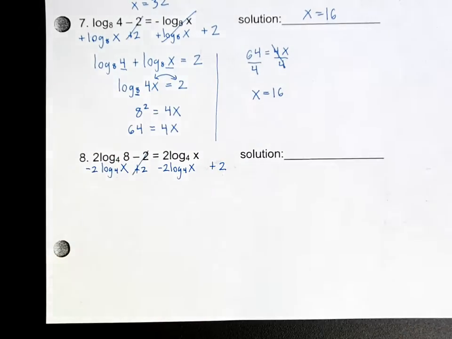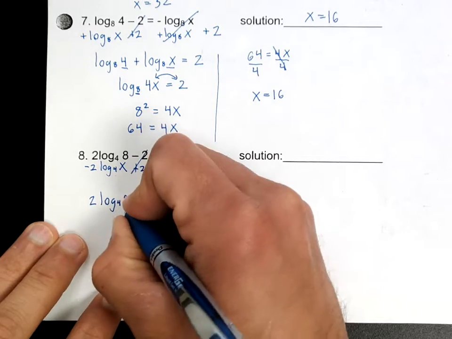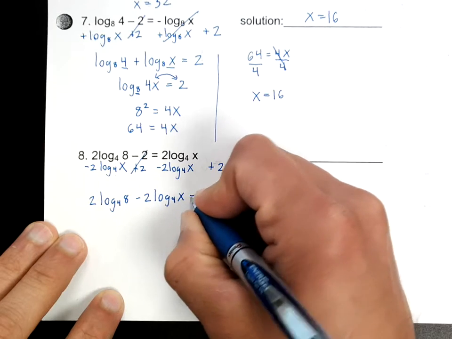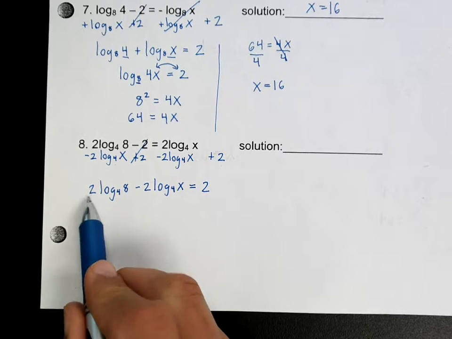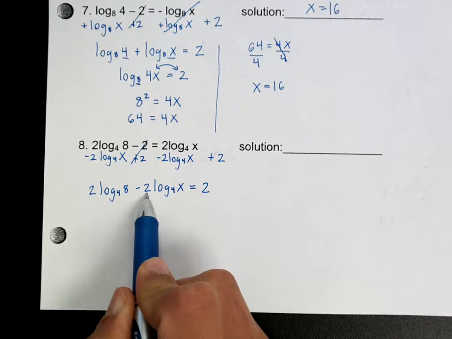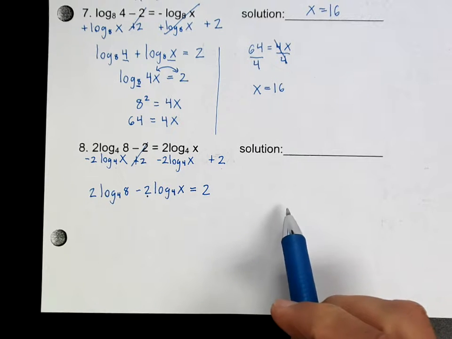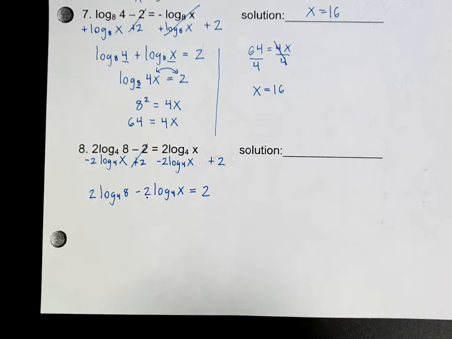Again, I'm doing that so I can get all the logarithms on one side. So I have 2 log base 4 of 8 minus 2 log base 4 of x is equal to 2. Before you try to use the laws of logarithms, you have to get rid of this 2 and you have to get rid of that 2. So again, you have two choices. On this one in particular, you can divide both sides by 2, because this is a 2, that's a 2, and that's a 2, right? So I can divide both sides by 2, or I can bring them up as a power.